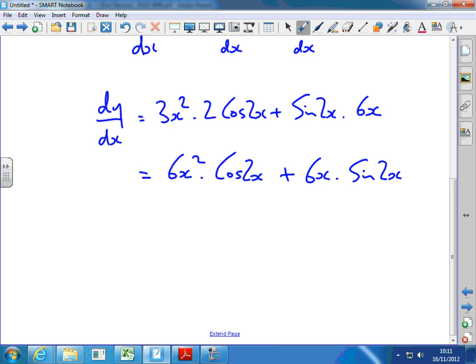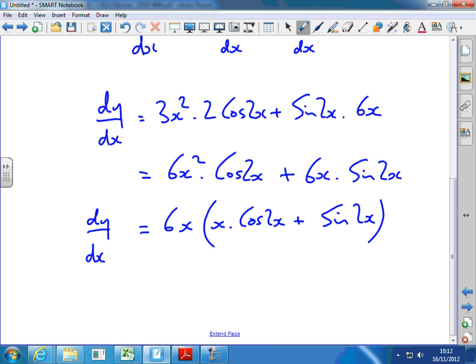Often we look to try and factorise, because if you look at that, the 6 can come outside a bracket, because 6 is common to both, and so is an x. There's an x in both of these, so I could take 6x outside a bracket, leaving, what have I got to times 6x by to get 6x squared times cos 2x? x times cos 2x. What have I got to times 6x by to get 6x times sine 2x? Sine 2x. And that would be my solution. dy by dx equals that.